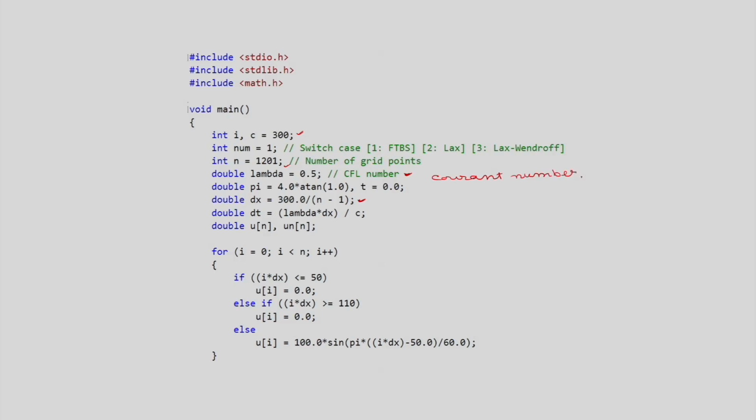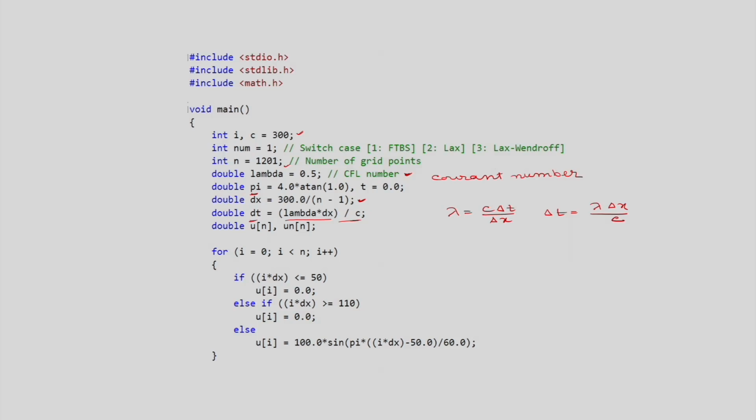This is the Courant number, and pi we have just calculated to use in the initial condition. Delta t is lambda into delta x divided by c, because lambda is c delta t by delta x. So, for a given delta x and c, we are calculating delta t as lambda into delta x by c. And we have considered different lambda values in the computation.